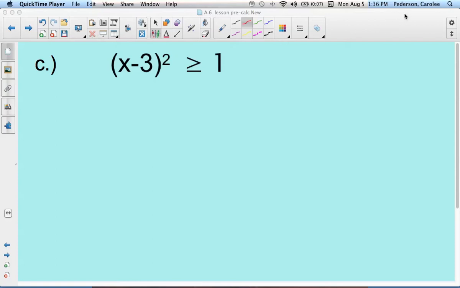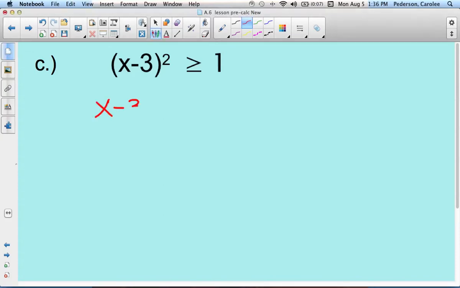Here's one more example. I'm going to get it started. It's a little bit different looking, where we want to FOIL out this (x minus 3) all squared, because we have an x minus 3 and an x minus 3. And then it's greater than or equal to 1. So we're going to FOIL these two parentheses together.